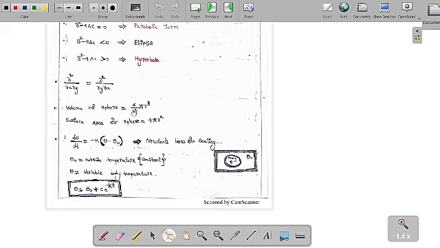See, the volume of a sphere is 4/3 π r³. A sphere of radius r has volume equal to 4/3 π r³. But if you want to know the surface area of a sphere, it is 4 π r².